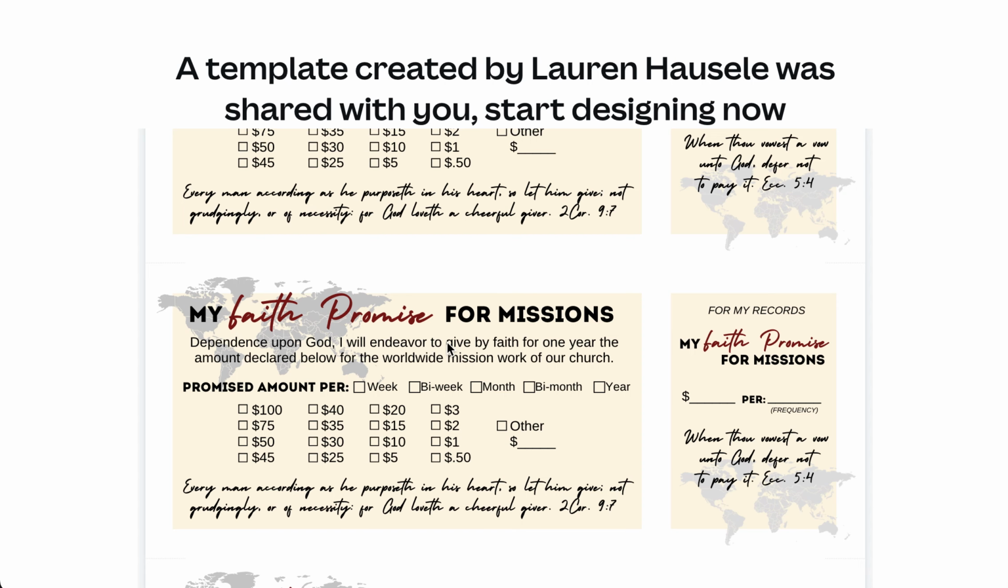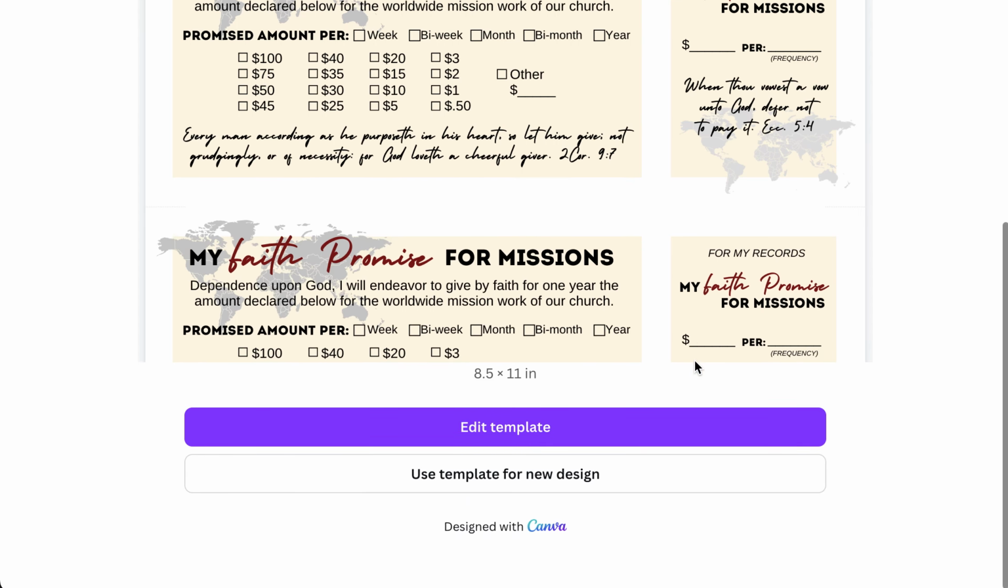It's automatically going to go into the browser, open you up in Canva, which you will need an account for. They do have free accounts, which are great. And then you're going to click Use Template for New Design. You probably won't have this option. This is just because I created this and I'm logged in. So we're going to click Use Template for New Design.